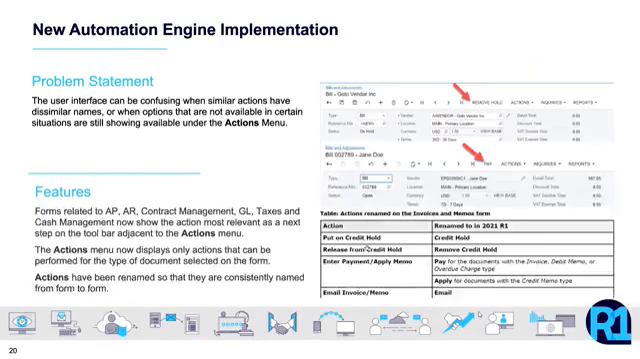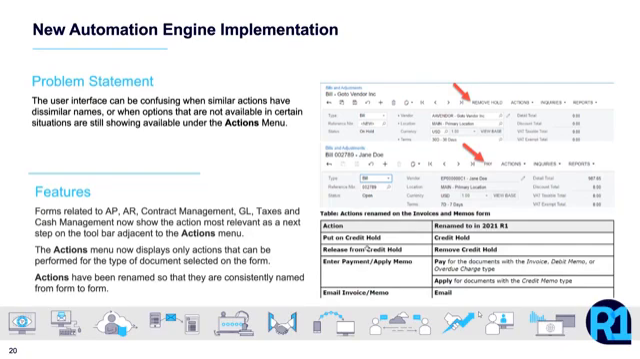Let's look now at the new automation workflow engine implementation inside the financial module. It was determined that user interfaces can be confusing, especially when similar actions have dissimilar names, and when workflow options available in certain situations are still showing available under the action menu, but you can't select them.